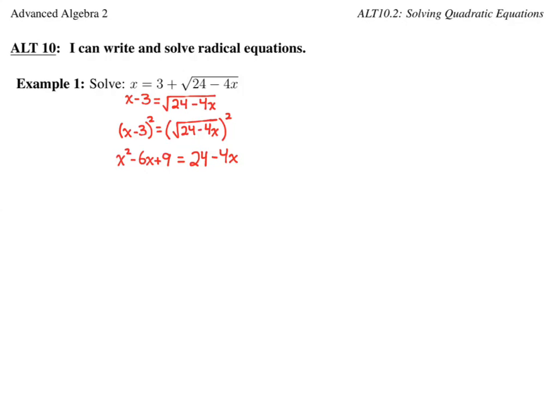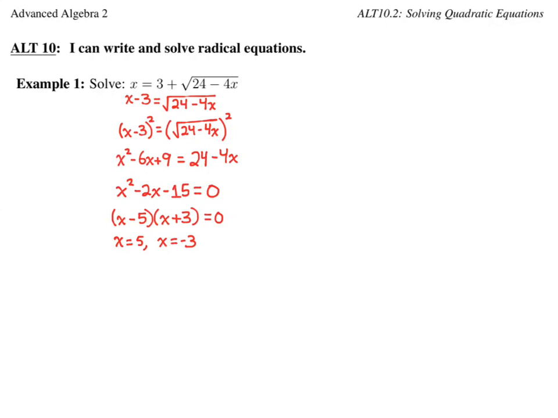On the right side, it's actually pretty sweet. We just have 24 minus 4x. Oh, okay, well then you add the 4x and subtract the 24. You have x squared minus 2x minus 15 equals 0, and so you spend some time feeling all factory. And so now we have our two answers. We have x equals 5 and x equals negative 3.